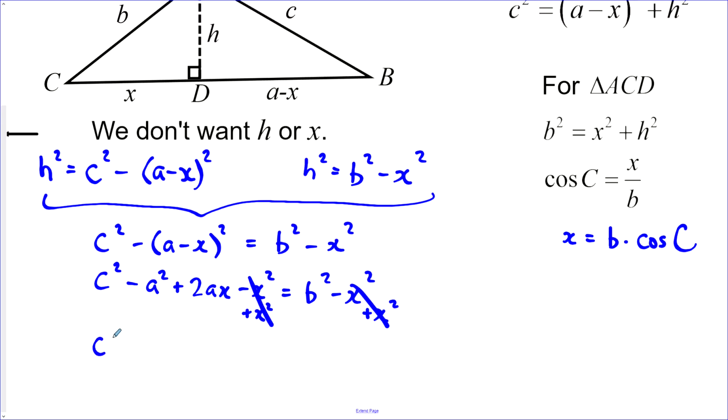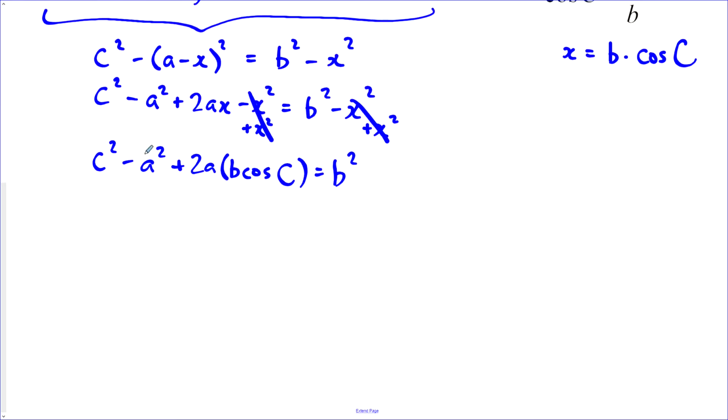So we get c squared minus a squared plus 2a, and then here's where we make the substitution. b cos C is equal to b squared. And that's actually successful. We got rid of h and x and made a relationship here. We're just going to rearrange this so it looks nicer. Let's put the c squared by itself on the left side. So we're going to add a squared onto both sides to bring it to the right side. The b squared is already over here, so just putting things in alphabetical order here, I'll put it like this.